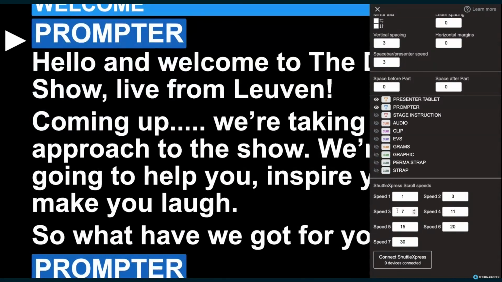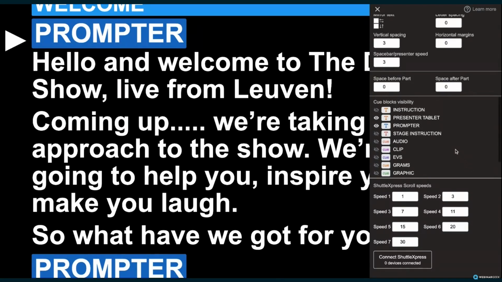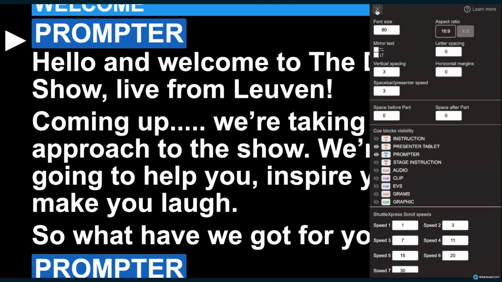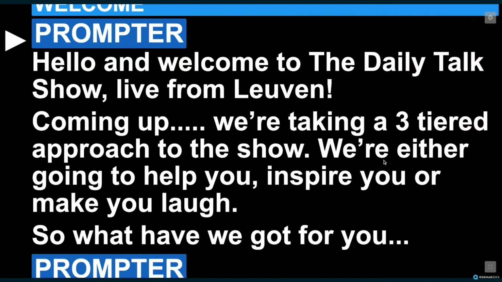Then lastly, the last options here at the bottom. With our Cuez prompter, we also support the use of Shuttle Express jog wheel. And that jog wheel has 7 different speeds that you can configure. So again, we give you all of these options to set these different speeds, and then you can use that jog wheel to immediately scroll at different speeds without having to open the settings and change the spacebar speed, for example. But you can just use the jog wheel with all of your different options. When you're done with your settings, simply close them, and then you can use your prompter.